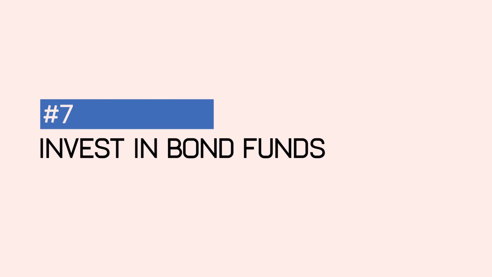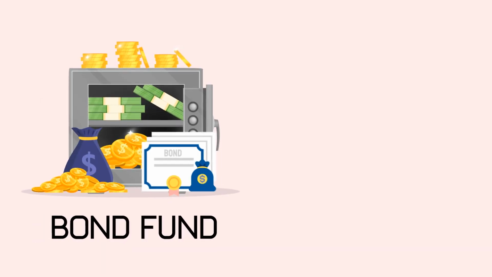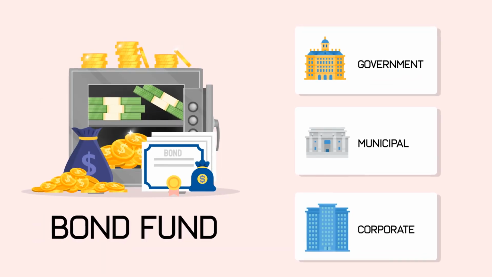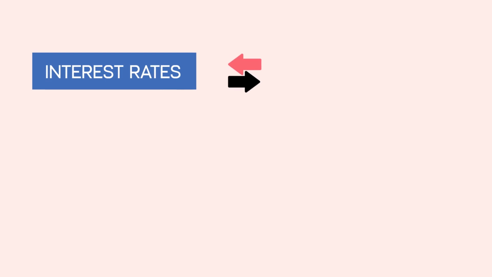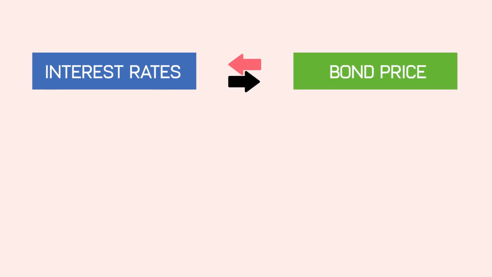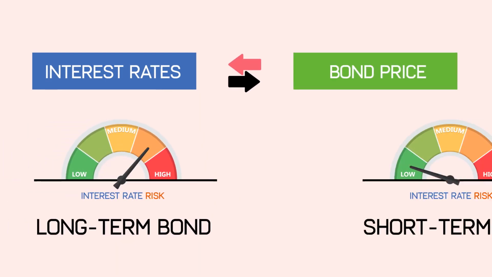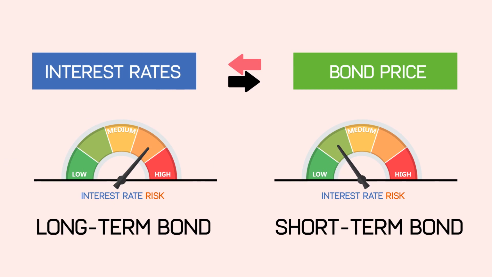7. Invest in bond funds. A bond fund invests primarily in a portfolio of fixed income securities. Bond funds provide instant diversification for investors for a low required minimum investment. Due to the inverse relationship between interest rates and bond prices, a long-term bond has greater interest rate risk than a short-term bond. So, invest in bond funds to help you manage risk.